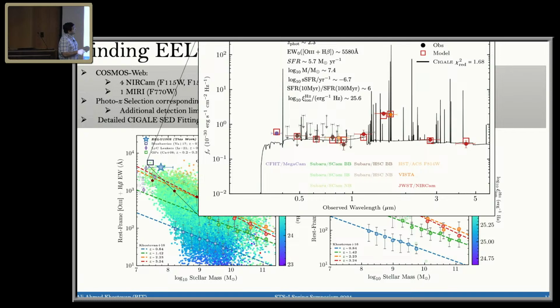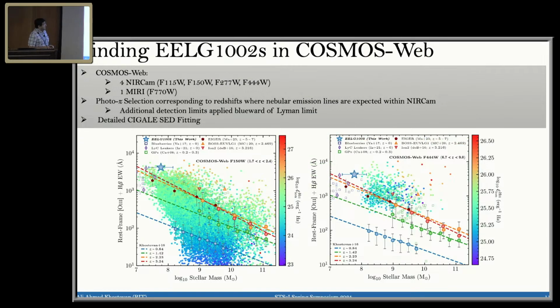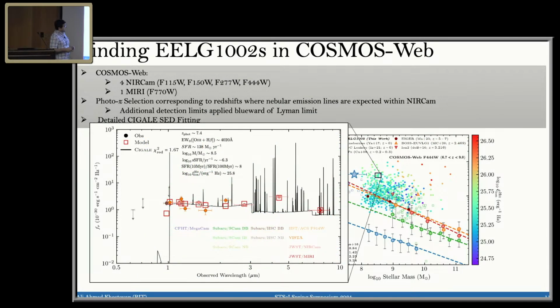And just to give a glimpse of what some of these sources look like, here's one in particular that has almost 5,600 angstroms. You see a nice blip right here that's corresponding to the O3 H-beta emission. And that was at redshift 2. At redshift of about 7.4 in F444W, you also see a blip that could potentially be a really high equivalent width emitter as well. So these sources do exist at such high redshift, implying that they're quite bursty as well.